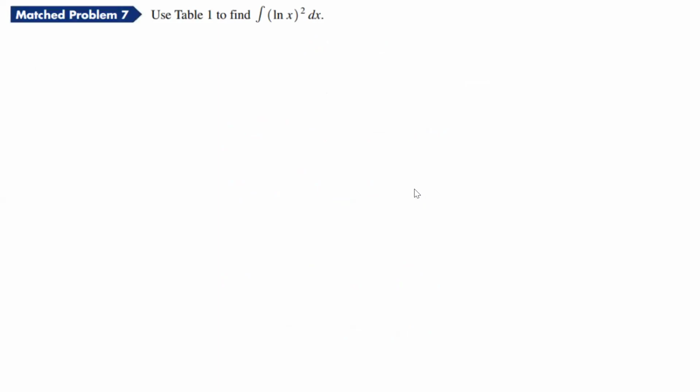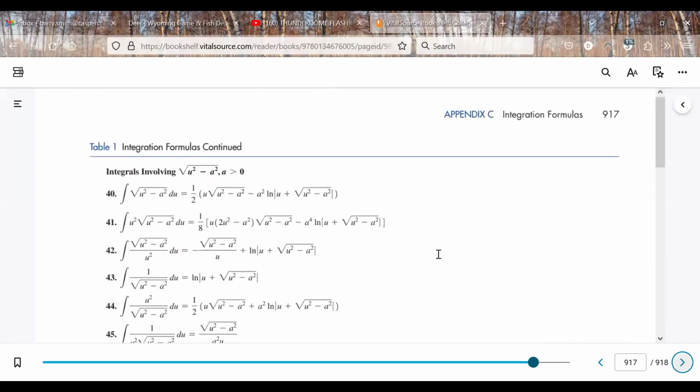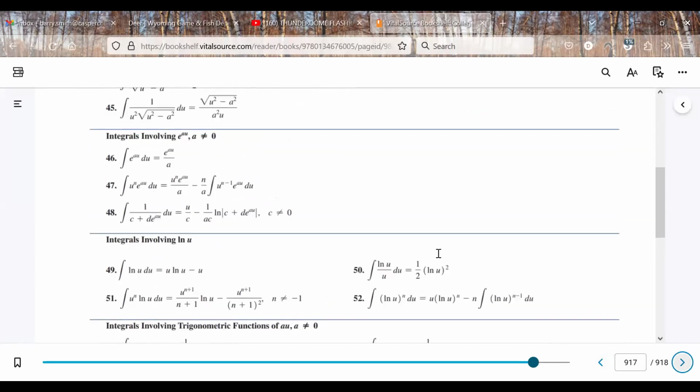All right, so here we want to find the integral of ln of x, the quantity squared, dx. Let's go look and see if we can find anything in the table that would help us with that. I think it might be later because the ln's are at the end. Here it is. Ln of u to the n du. All right, so we're going to use that one, and that's going to be our first one.